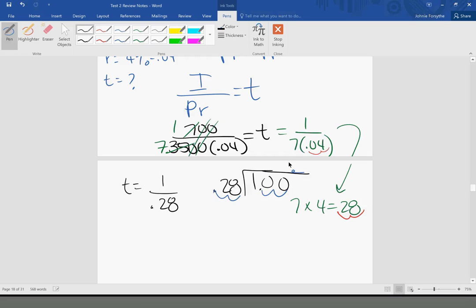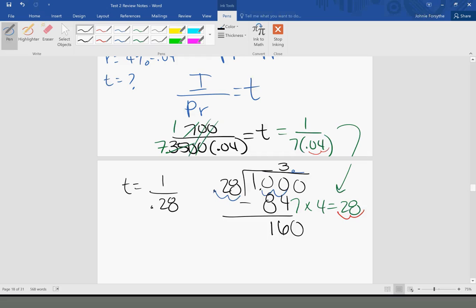So 28 goes into 100. Let's see, 30 goes into 100 3 times. 3 times 8 is 24. Carry the 2. 3 times 2 is 6, plus 2 is 8. And subtract. So I'm going to have 16. Bring it down to 0.